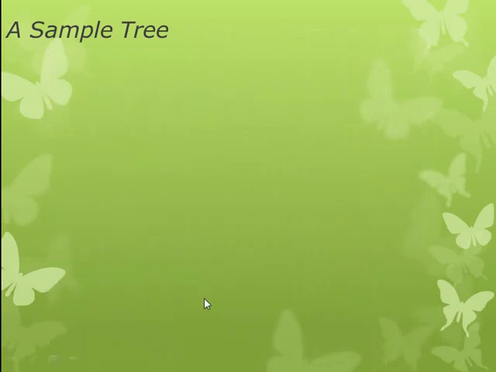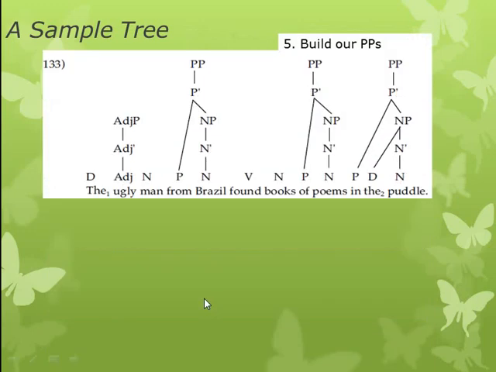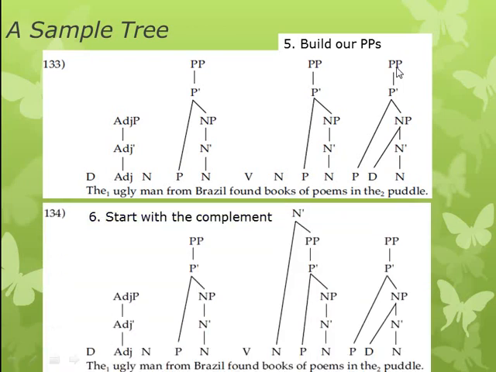And then after that we go next to build the prepositional phrase. So we go up after noun phrase, and we go up to prepositional bar, and then prepositional phrase. Prepositional bar, prepositional phrase, prepositional bar, and then prepositional phrase. And then we start with complement. Now here we have N bar as the complement. Okay, complement is here the object, yeah, found books. Books of poems is the complement.